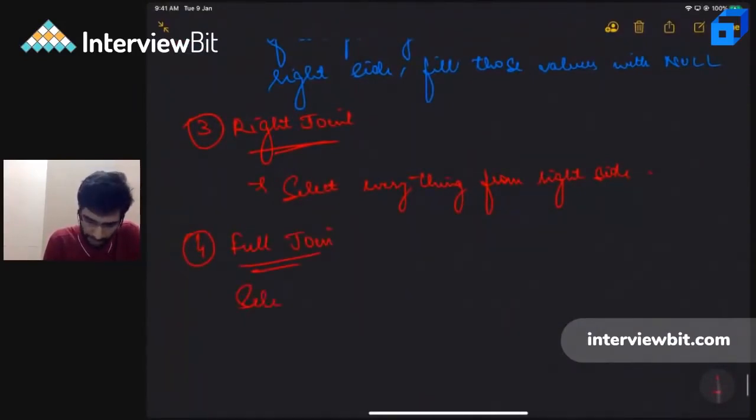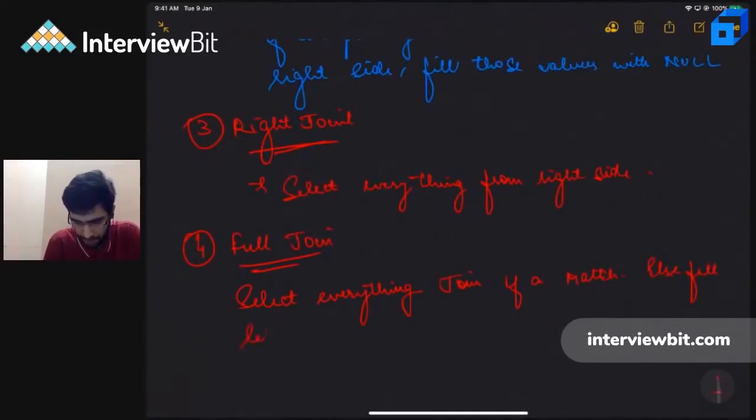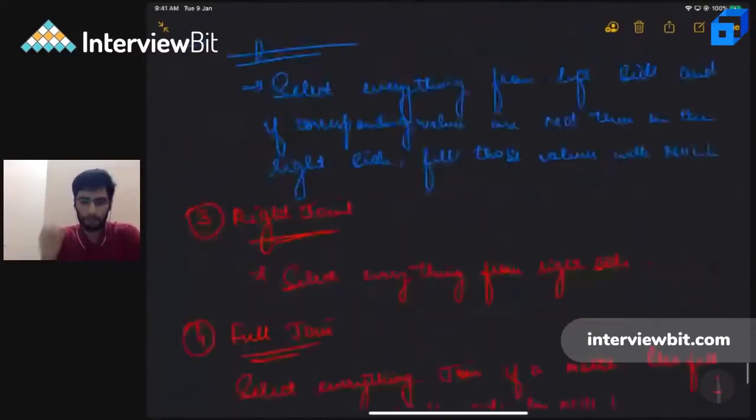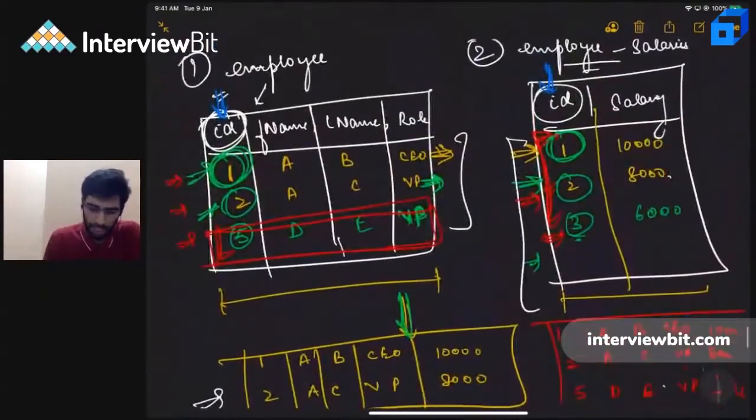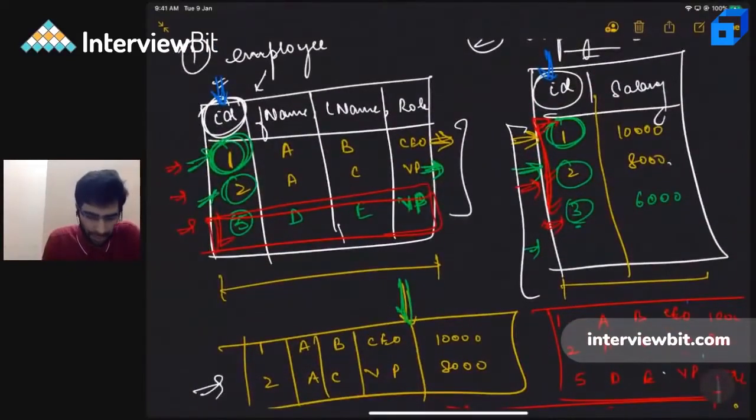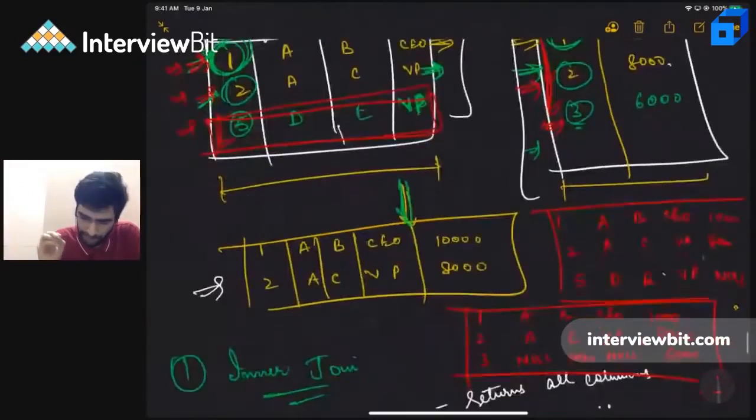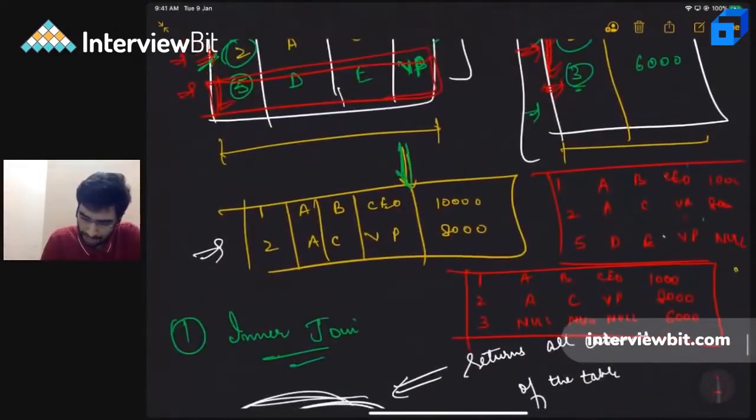Select everything, join if a match, else fill the left side or right side with null, depending upon the situation. So let us see what will be the full join output for this particular table. I will be returning everything from the left side, right? So I will be returning 1, 2, and 5. So it will definitely be returning at least these 3 things.